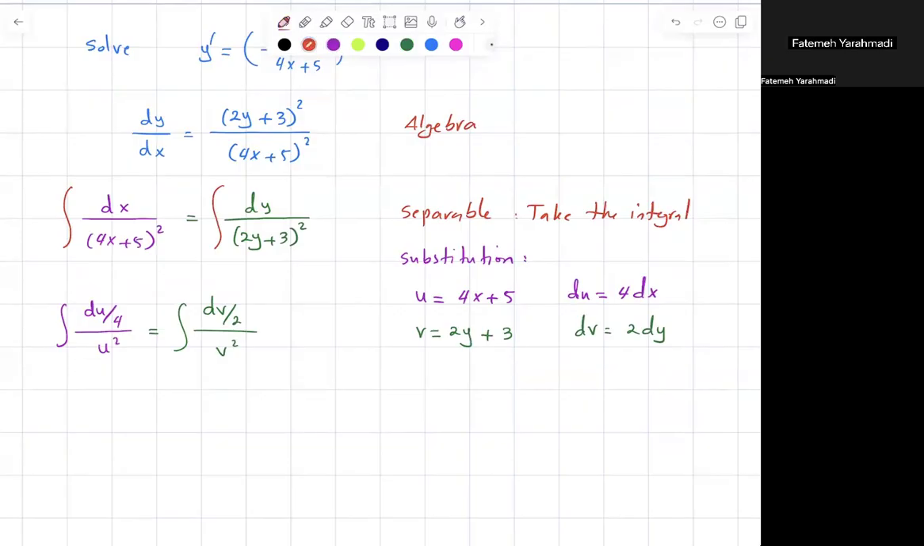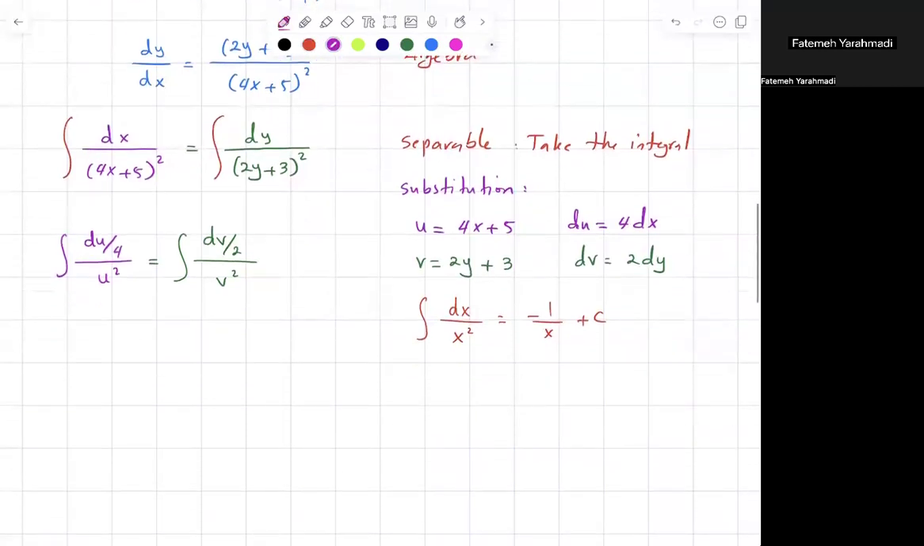Again, from calculus, remember that the integral of dx divided by x squared is negative 1 over x plus a constant of integration. The integral on the left-hand side can be written as negative a fourth times 1 over u. The integral on the right-hand side is negative a half times 1 over v plus a constant of integration. Now you can multiply everything by negative 4 and simplify this further.